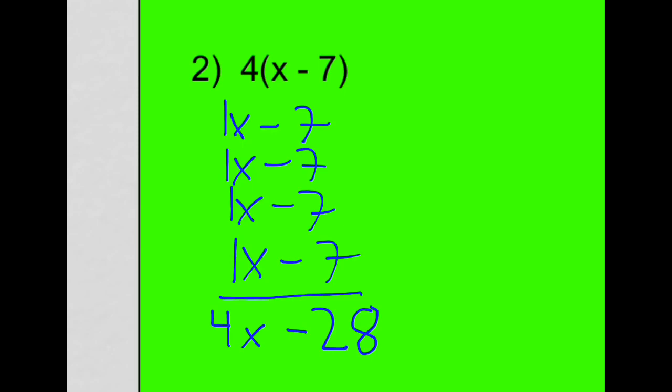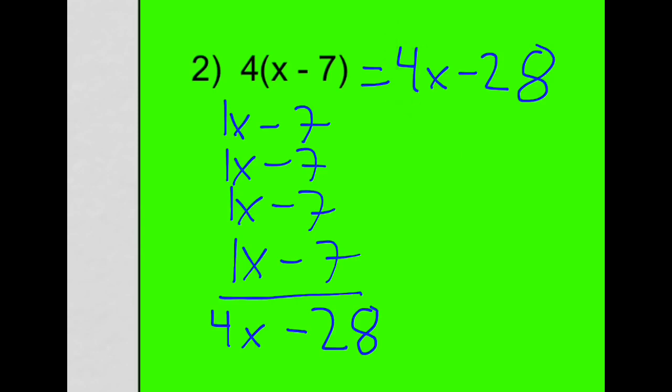The shortcut: 4 times x and 4 times negative 7. And if you do that, you will get the correct expression. You need to understand both ways. This way right here shows a really good understanding of your expressions and your algebra. This way right here is just a quick way to get the answer.